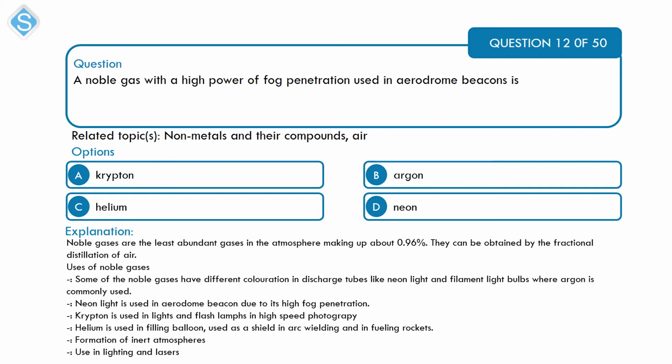Alright, so all of the options here are noble gases, or what we call rare gases. Now, noble gases are the least abundant gases in the atmosphere. Now, the neon light is used in aerodromes because of its high fog penetration. Noble gases are usually used in lighting. So for example, you have neon used in neon lighting. You have krypton in flash photography. Helium is used in filling balloons. It's also used as a shield in welding and also in fueling rockets. So the correct option here is option D. Neon has a high power of fog penetration, and so it is used in aerodrome beacons.